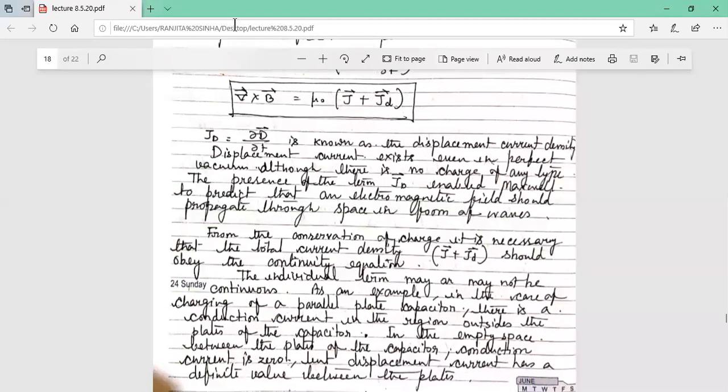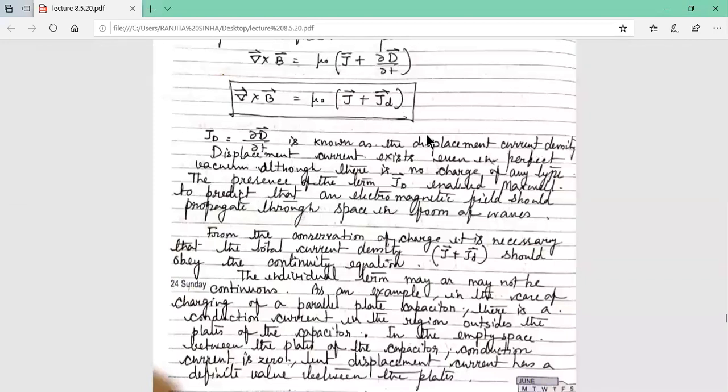So we can write Ampere's circuital law as a whole: curl of B equals mu 0 into J plus JD. This is the modified Ampere's circuital law by Maxwell. It describes both displacement current and conduction current. It is valid for time varying fields and steady fields also. In a steady field, JD is 0, and displacement current arises only due to a time varying field. If there is a time varying field, then both terms are there.